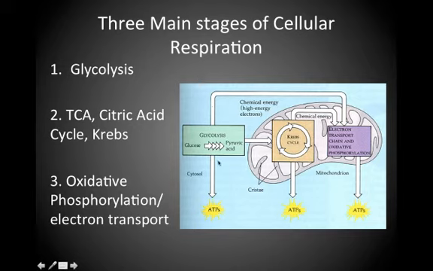Which one of these produces the majority of electron carriers? Well, it's the Krebs cycle. Which one produces the most ATP? Well, it's the electron transport chain, which we haven't talked about. Which one is involved with really setting up the molecule for further reactions? It's really glycolysis.